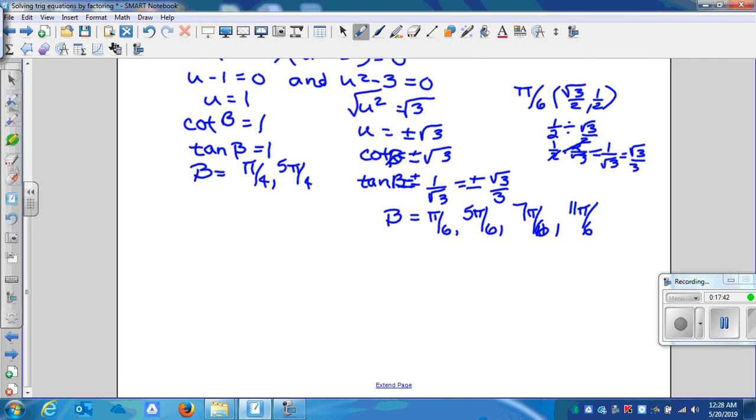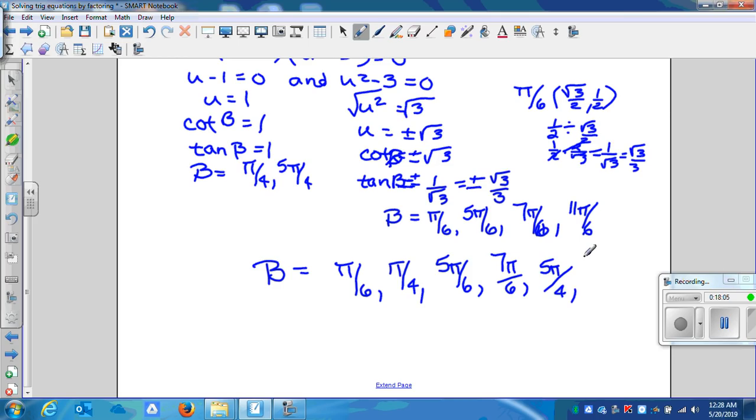Now we put that all together and put those in order. So beta for this one is pi over 6 and pi over 4. Those are both in the first quadrant. Then we have 5 pi over 6 from the second quadrant. Then we have from the third quadrant two values, 7 pi over 6 and 5 pi over 4. And the last quadrant is 11 pi over 6.